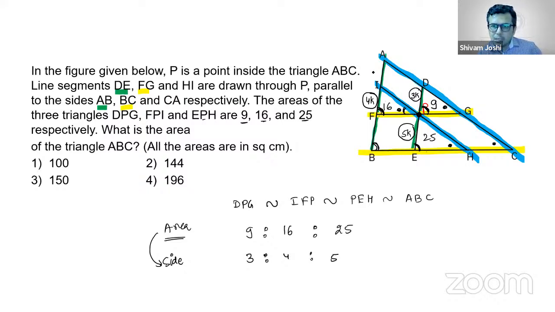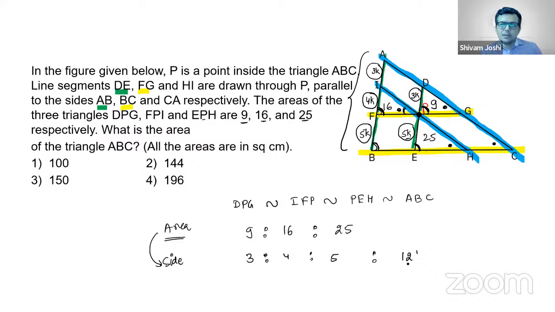Now, if this is 3K, this has to be 3K because the lines are parallel. So parallel lines will have equal distance, correct? And you can also look at the same thing in a slightly different way, that this is a parallelogram, so the opposite sides will be equal. So if this is 3K, this will be 3K, correct? Also, if this is 5K, this has to be 5K. Now this helps me know the side of the largest triangle, which is 3K plus 4K plus 5K, that is 12K.